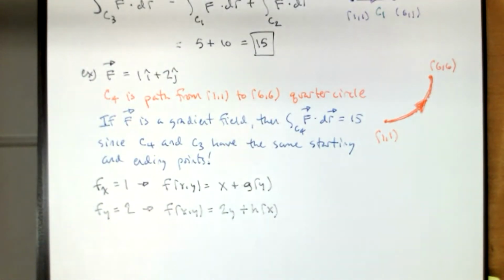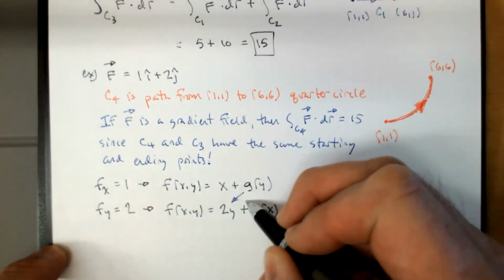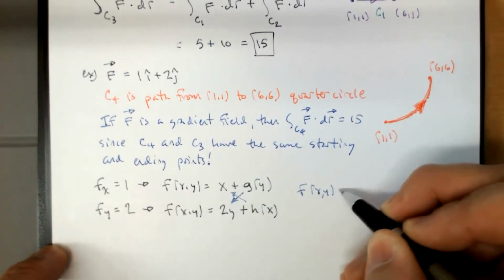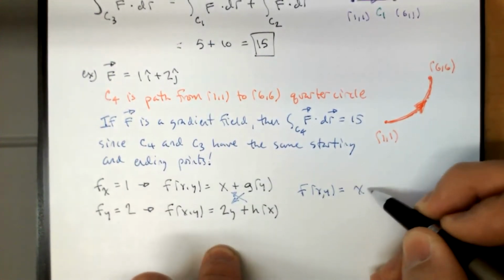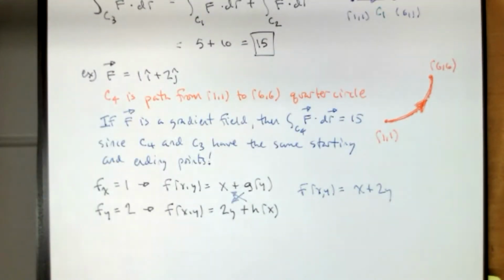So if fy is equal to 2, because we're supposing that f is a gradient field, then f should be 2y plus some function of x, because a function of x will be constant with respect to y. So it looks like f at xy could be x plus 2y. The derivative with respect to x is 1, the derivative with respect to y is 2. So F is a gradient field, and this is the potential function.